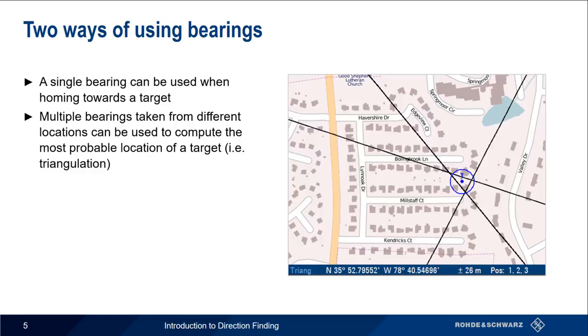Note that in the real world, bearings will rarely all intersect precisely at the same point, and it's often necessary to discard obvious flyers, or so-called junk bearings, that clearly are not pointing towards the true source of the signal.